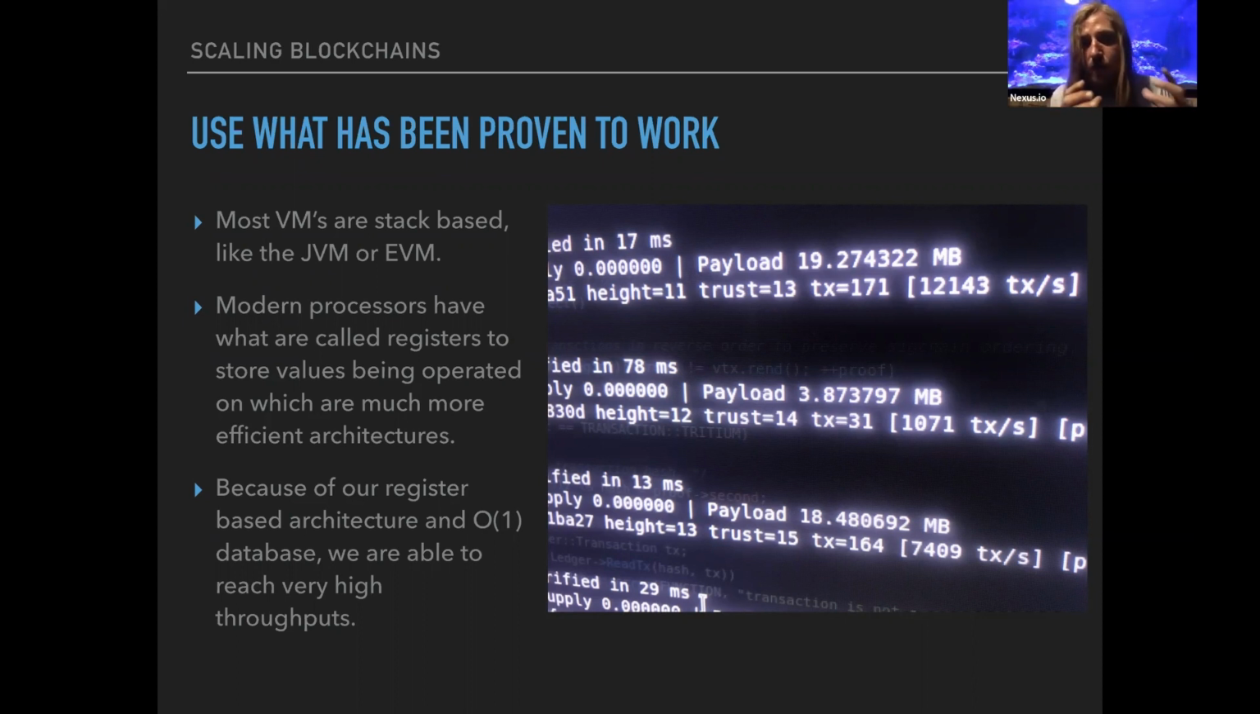So with our register-based virtual machine, as you can see above, that is a live demonstration showing a payload of 20 megabytes. This particular instance was doing a block every 5 seconds. So that payload right there was about 4 megabytes per second and 12,000 transactions per second, or 12,000 contracts per second. We're doing that with a lot of aggregation. And like I said, this is a single dimensional chain. This is showing your theoretical maximum processing per shard.